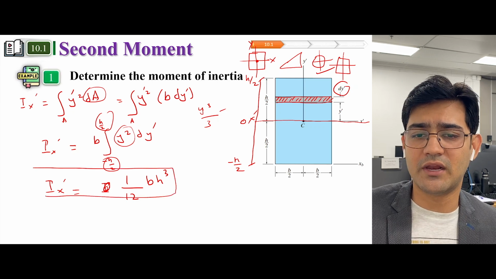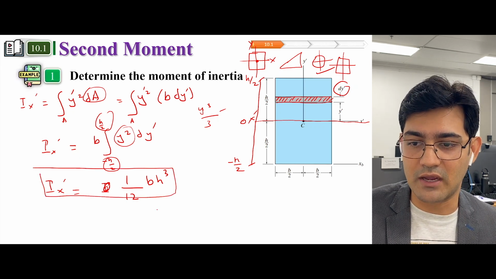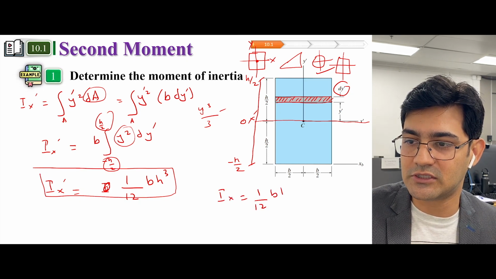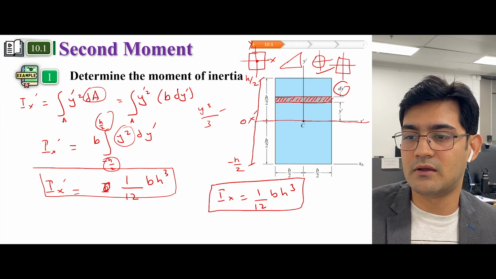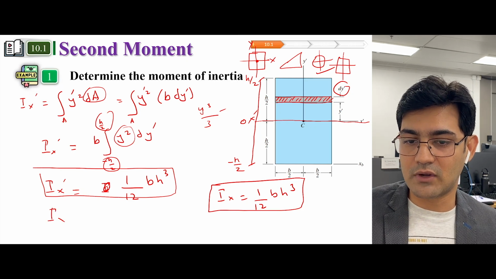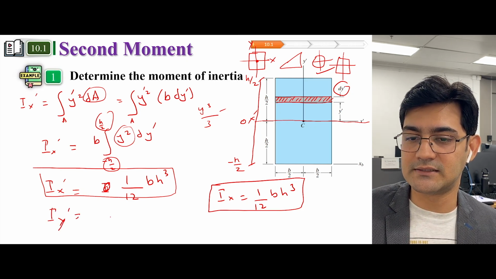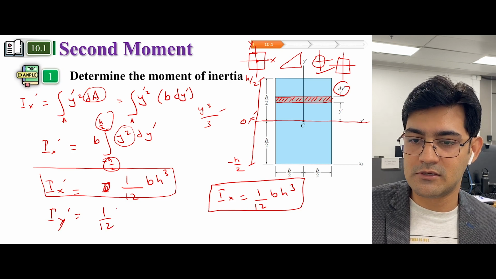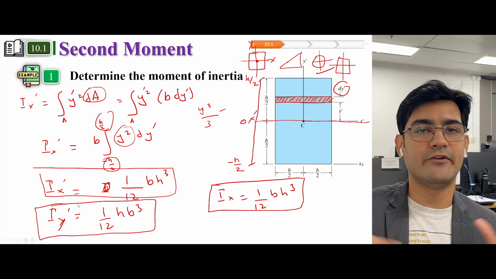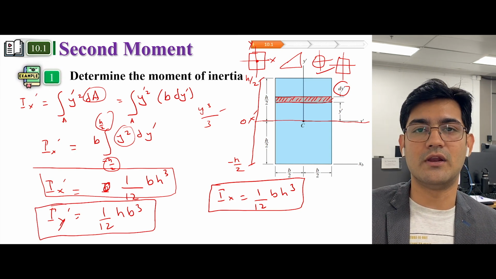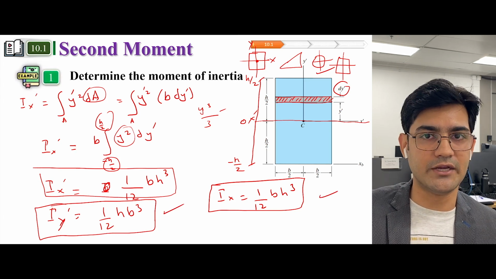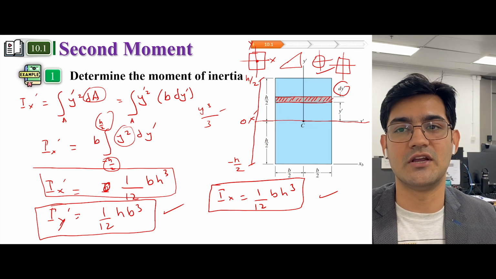That's how you calculate it generally, but you usually don't need to, because if you know this formula, 1 over 12 b h cubed, you can just input the values and extract the moment of inertia. Similarly, if we want to calculate the moment of inertia along the y-axis, it would be h b cubed by 12. So whenever you have a square or a rectangle and you want to calculate its moment of inertia, you can directly use these equations.